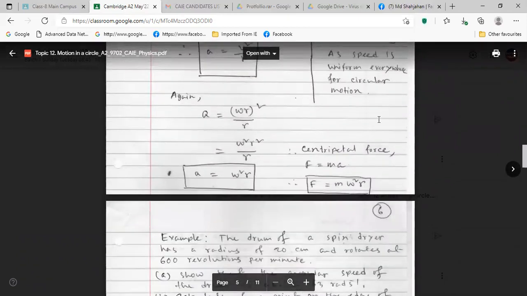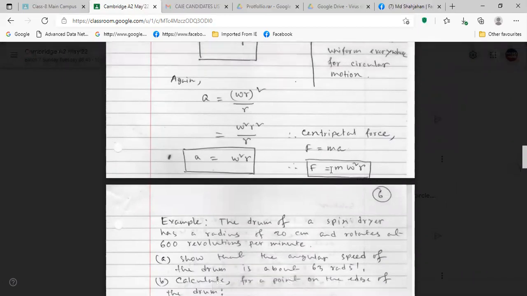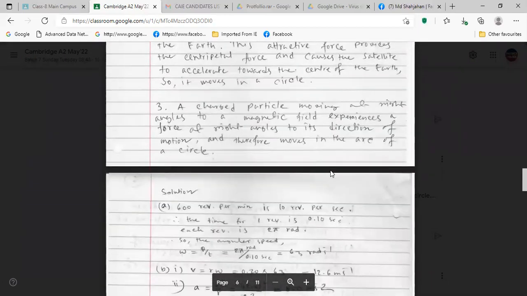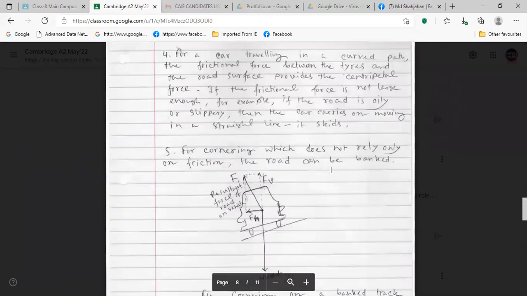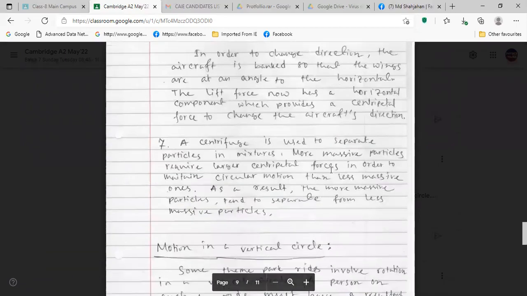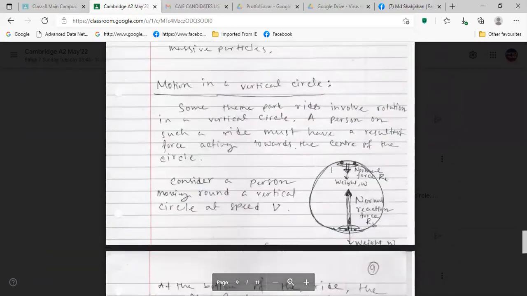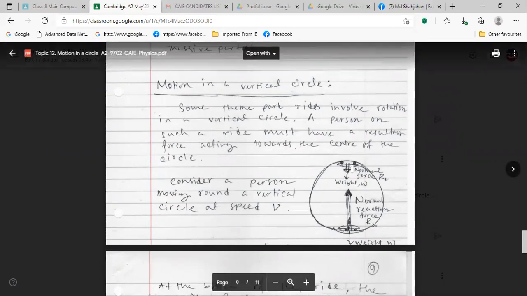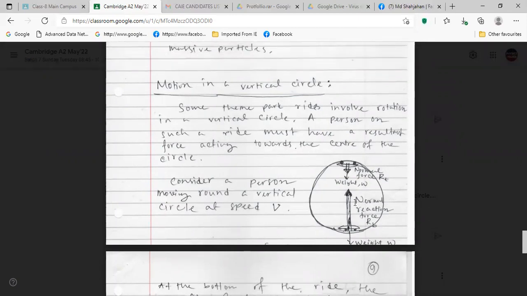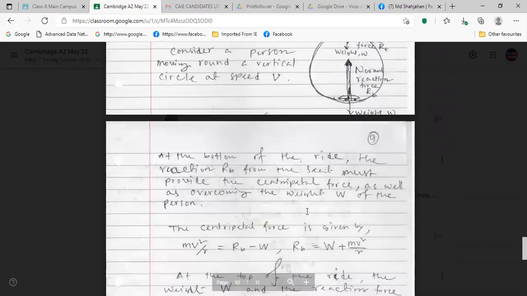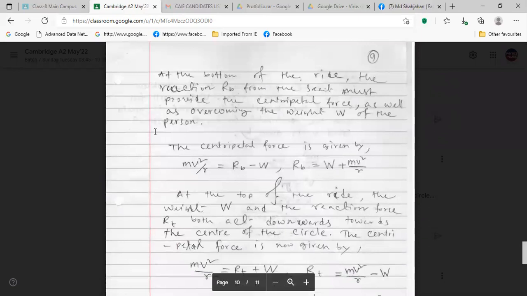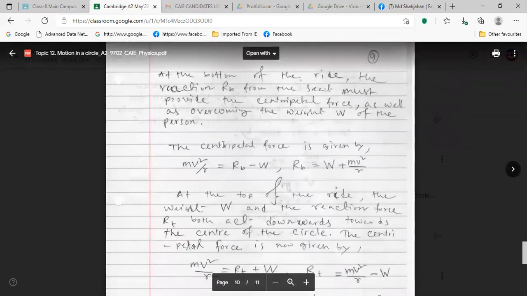Then you skip the examples, only take the notes of this vertical circle, motion in a vertical circle. Here also you do not need to write all the statement. You just draw this diagram, label everything, then write this derivation.